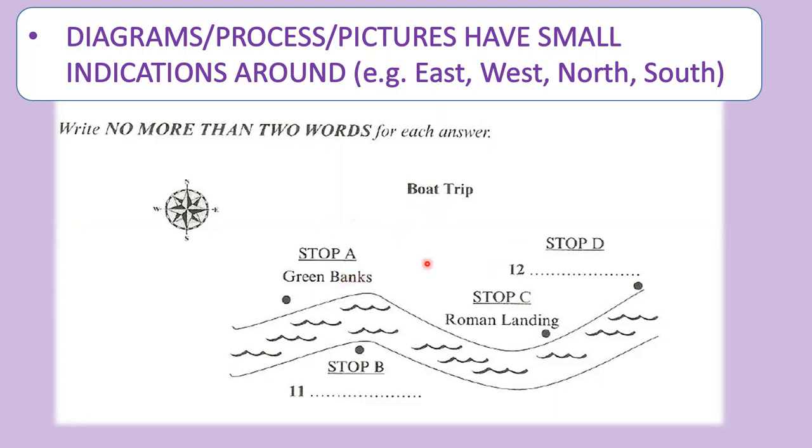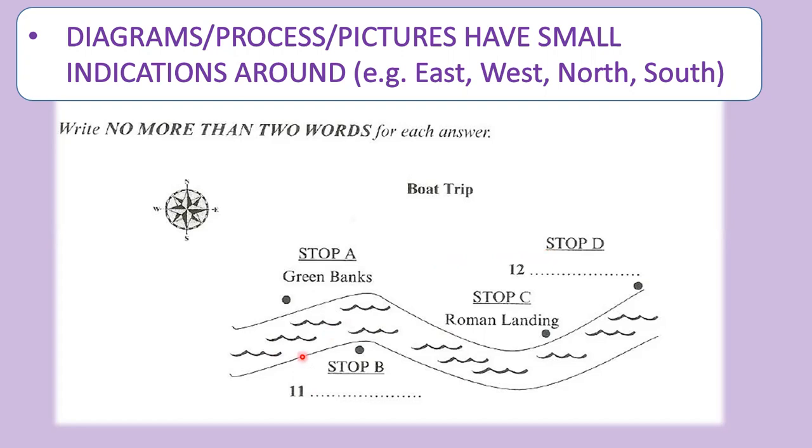In this type, the first thing that attracts me is stop A. My mind will start thinking for stop A, B, C, D, right? Yes, this is irrelevant information, but the most important thing is 11 and 12. As I have already told you, you have to follow the number sequence.